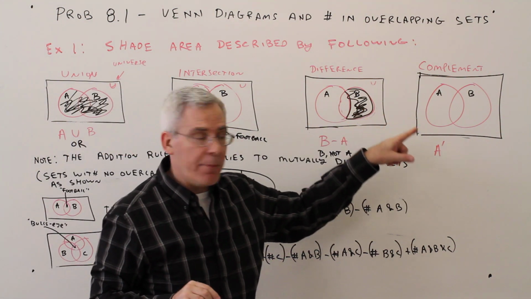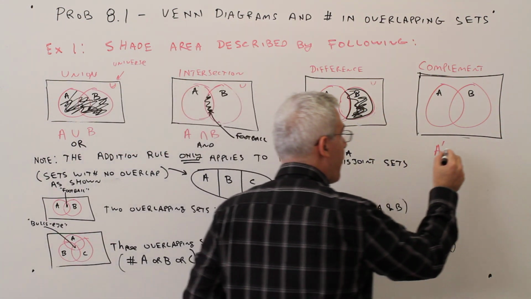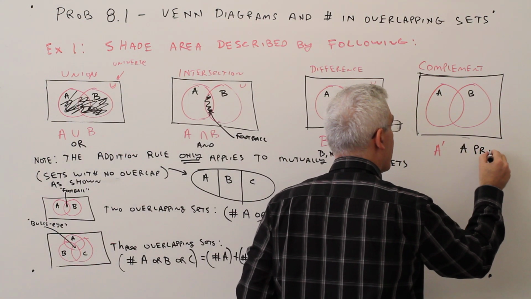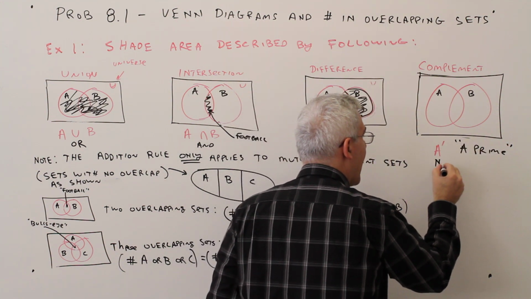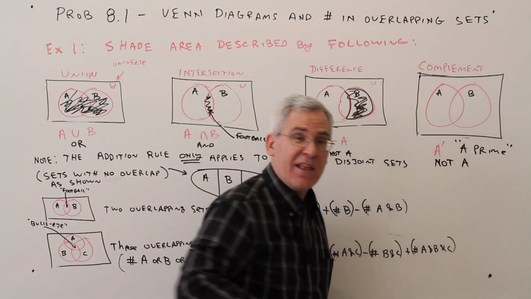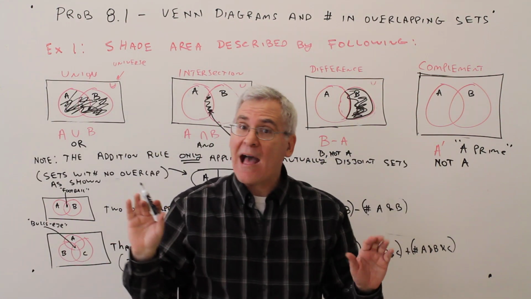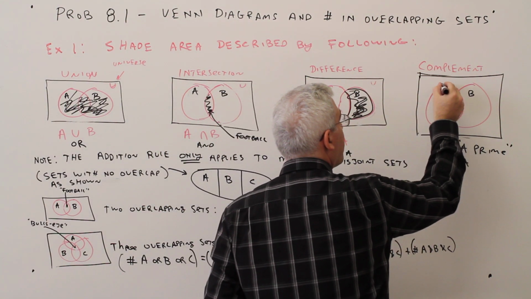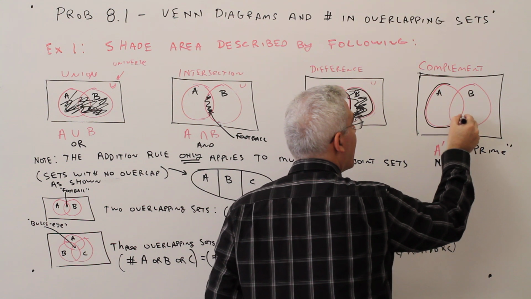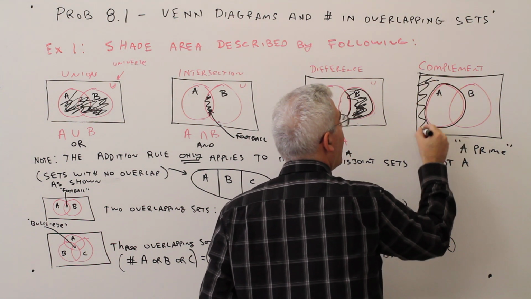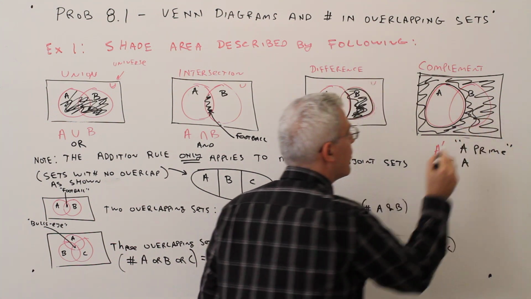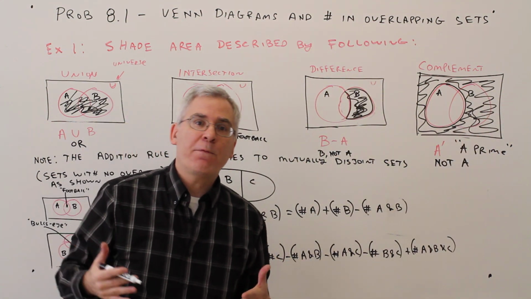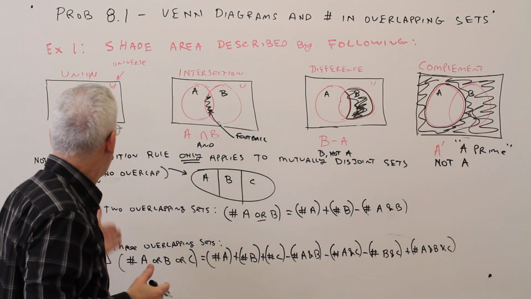Over here, the complement. Okay, this is read as A prime. And it really means not A. So the entire universe, but not being in A. So I'll just put a little force field around set A, and that'll be everything else. All right, those are four of the more common situations.